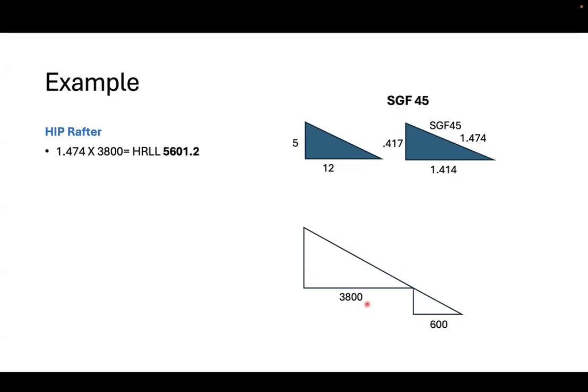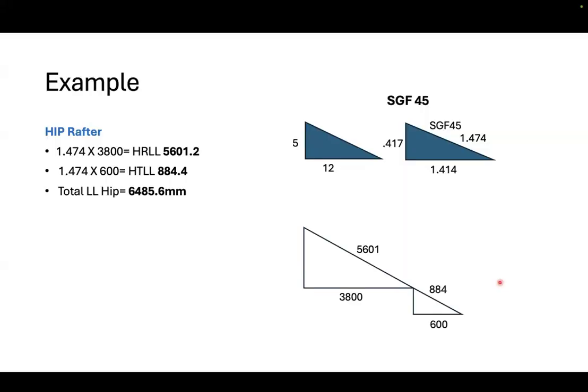So that's all we do. Common rafter run times SGF 45, and it gives us our length. We do the same for the tail because it also runs at 45 degrees. So 600 times our SGF 45 of 1.474 gives us a number, and then we add them both together and add our numbers to our triangles. And then I usually like to just write it up here again, as well as the total, just to keep track.